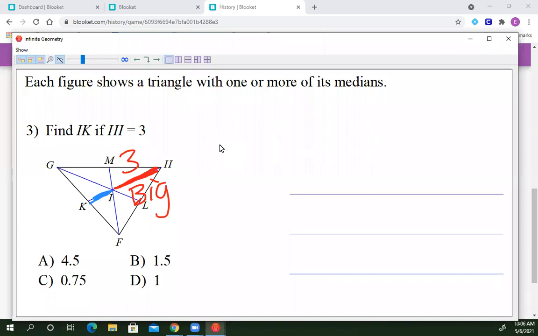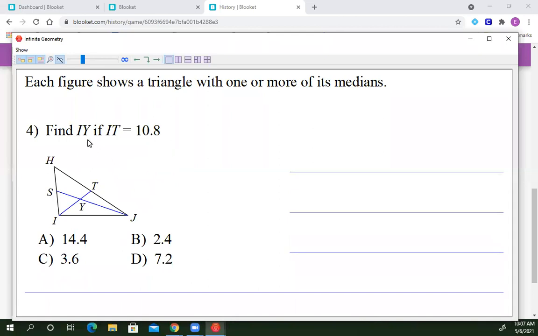How do I get the big piece? If I have the big piece, how do I get the little piece? Yes. Divide it by 2. So 3 divided by 2, that's how I get 1.5 for this one. That's how those work inside there with the medians. Okay.